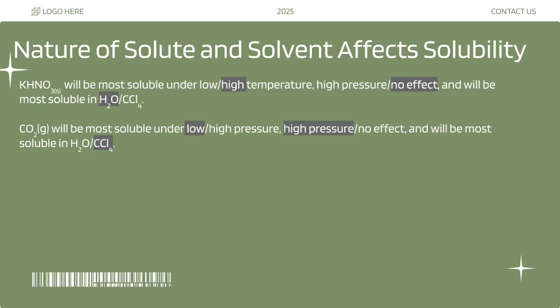CO2 will be most soluble under low temperature, high pressure, and will be most soluble in CCl4. CO2 will be more soluble at a low temperature because as temperature increases, gas solubility decreases. Pressure increases the solubility of a gas, and because it is a nonpolar substance, it should be dissolved by a nonpolar solvent.